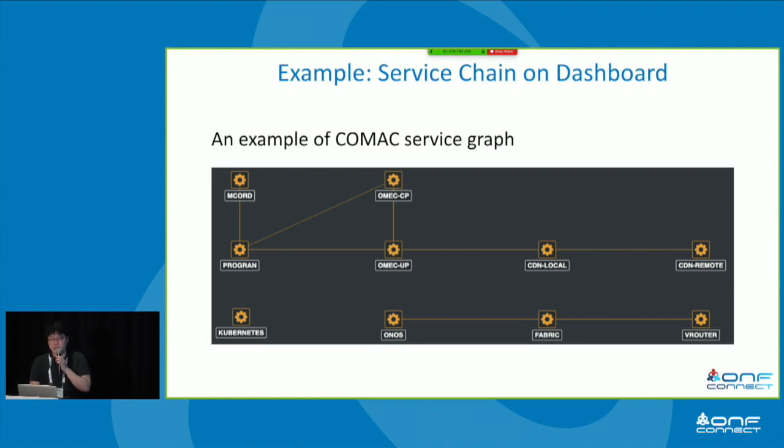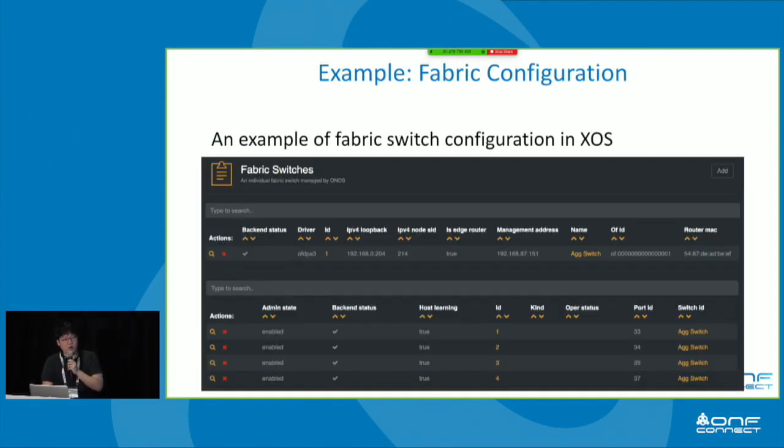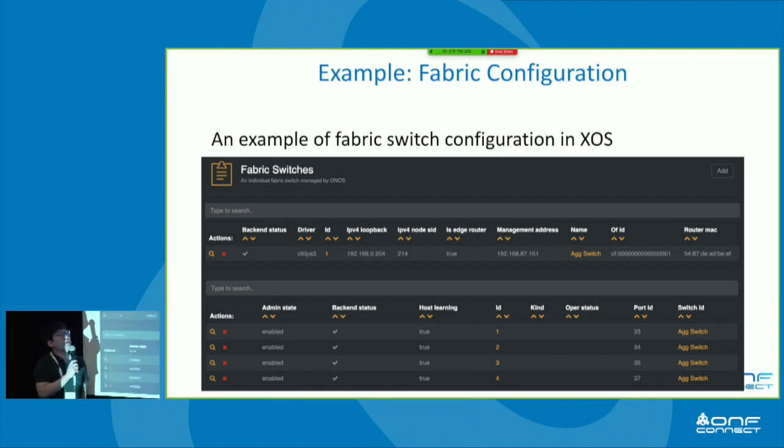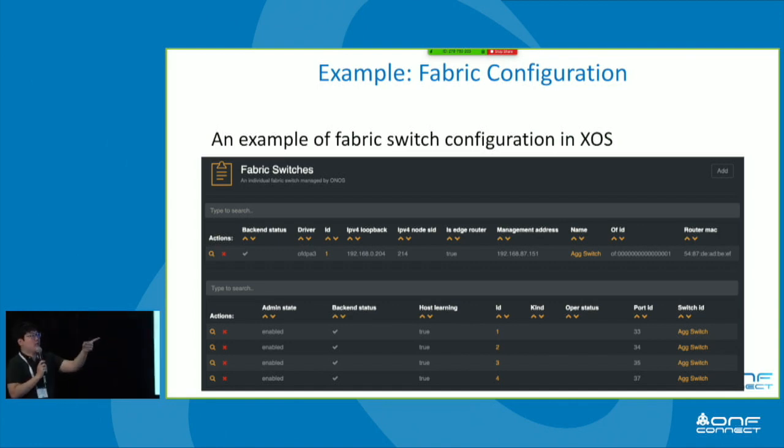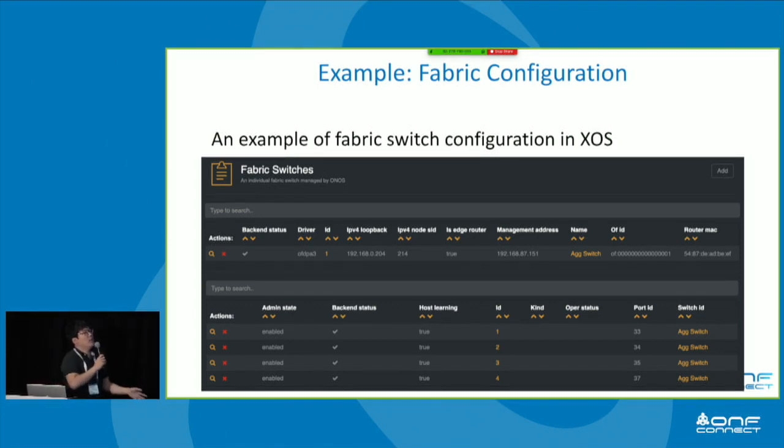And here is some example. So here is a dashboard for our COMAC platform, and here is a Fabric configuration UI. As you can see, this Fabric switch is using OFDPA3 drivers, and there is a management address and OpenFlow ID there. And in this OpenFlow switch, we are using four ports, 33, 34, 35, and 37, in this Fabric configuration.